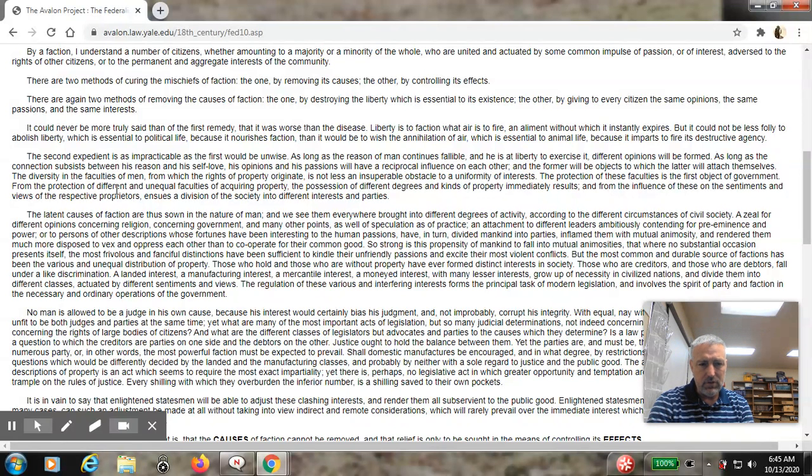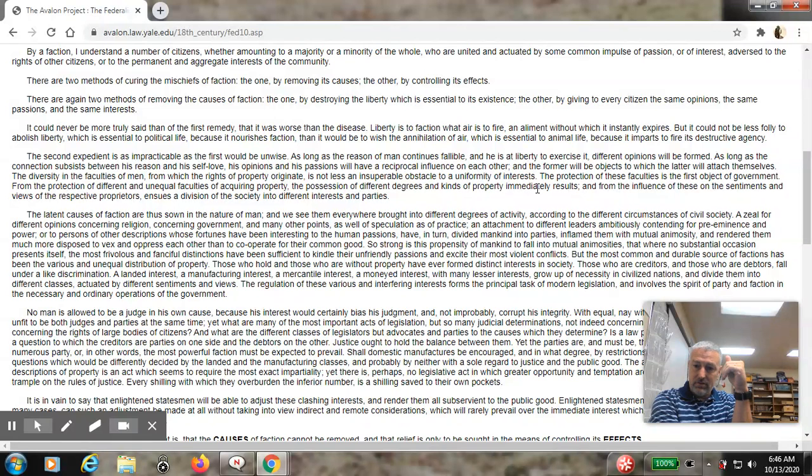From the protection of different and unequal faculties of acquiring property, the possession of different degrees and kinds of property immediately results, and from these, the influence of these on the sentiments and views of the respective proprietors ensues a division of society into different interests and parties, into different factions.